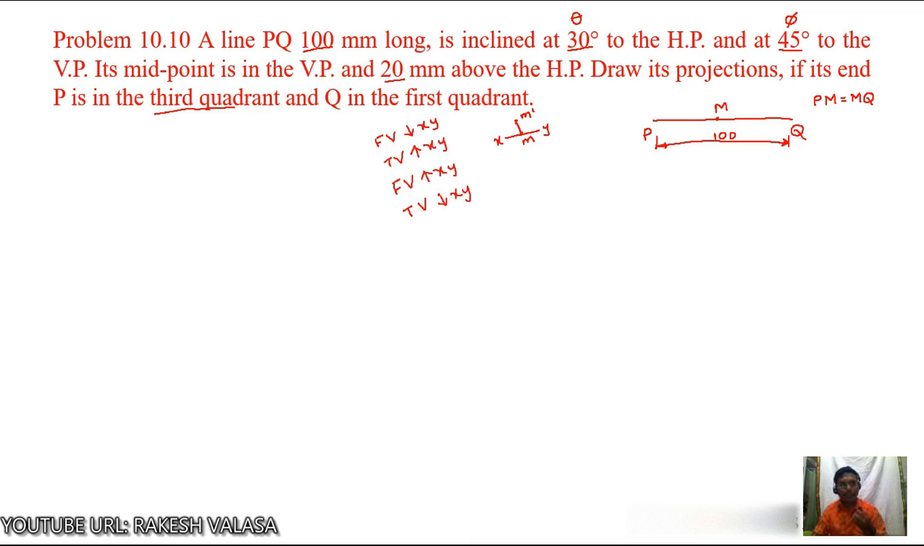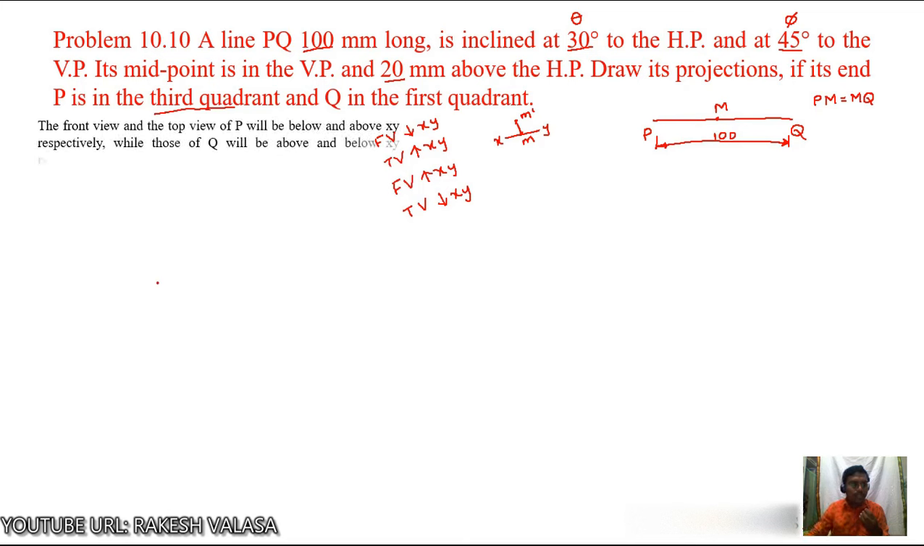These are a few important points regarding this problem. You can see here the front view and top view of P will be below and above XY. Already I said the front view of P is below XY and the top view of P is above XY. Another point is Q. Q is in the first quadrant. So the front view of Q, that is Q dash, is above XY. The top view, that means Q, is below XY.